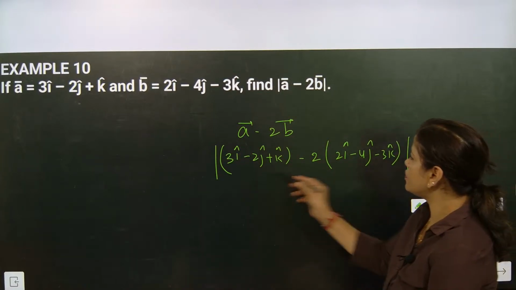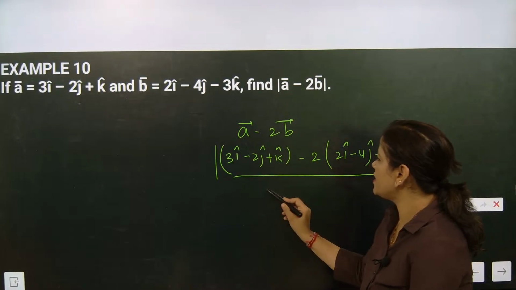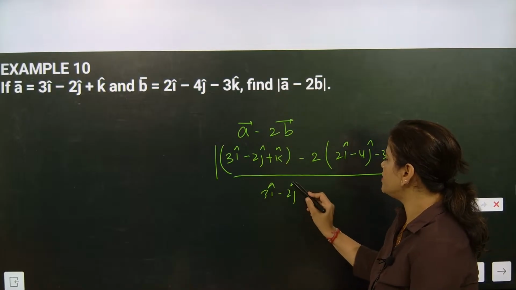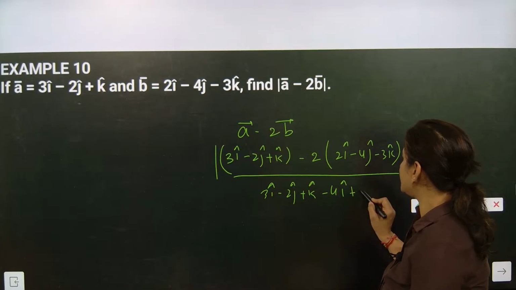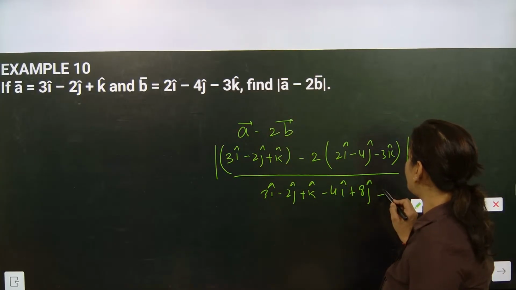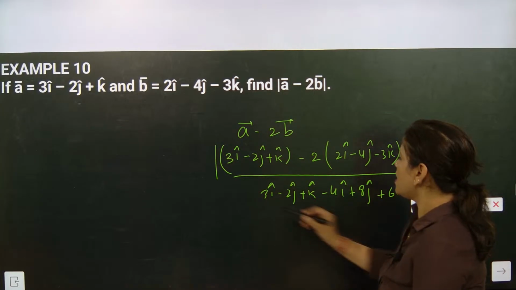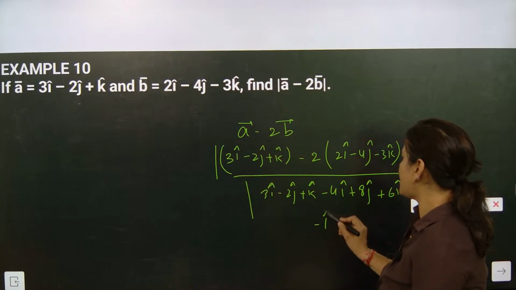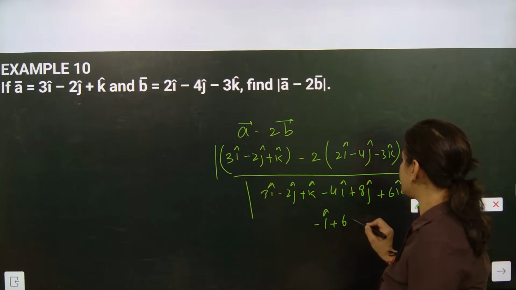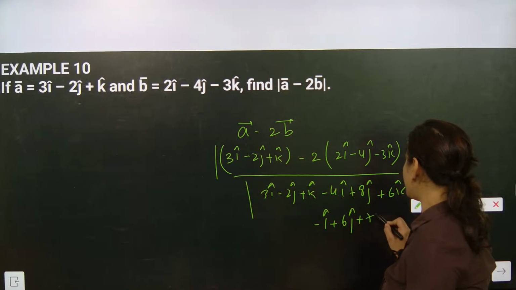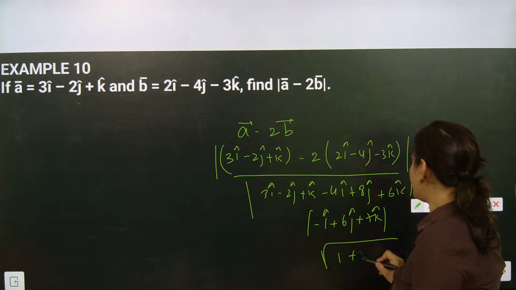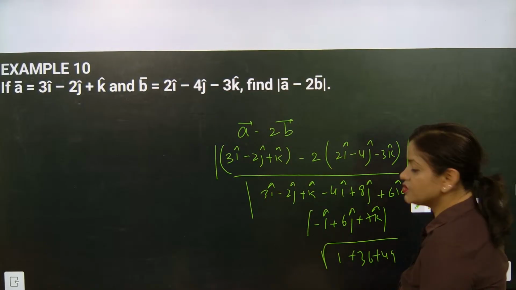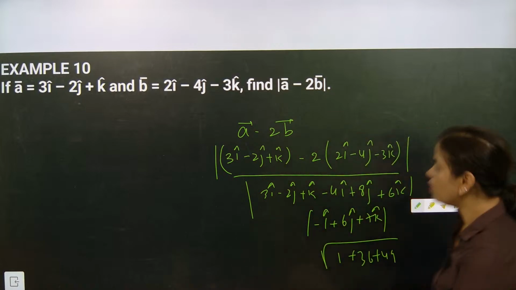So first you have to resolve it. After resolving, it will become 3i minus 2j plus k minus 4i plus 8j and then plus 6k. And after that, the i part will become minus i plus 6j and plus 7k. Then 1 plus 36 plus 49. So like this you have to solve. Now I hope you have understood how to solve these two questions a little fast.